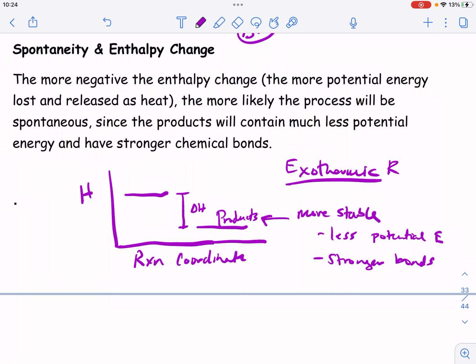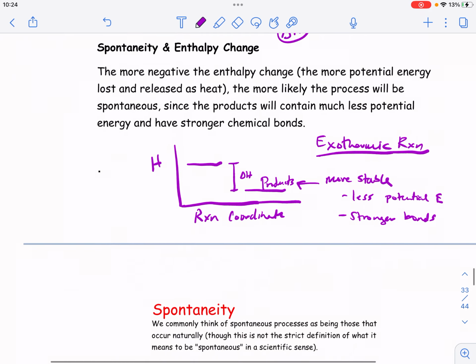when we have an exothermic reaction, it is more likely to be a spontaneous reaction, but that isn't the only factor that we're going to consider when deciding whether or not a given process or reaction is overall spontaneous. We're going to have to consider the enthalpy change, but also the entropy change. So let's go there now.